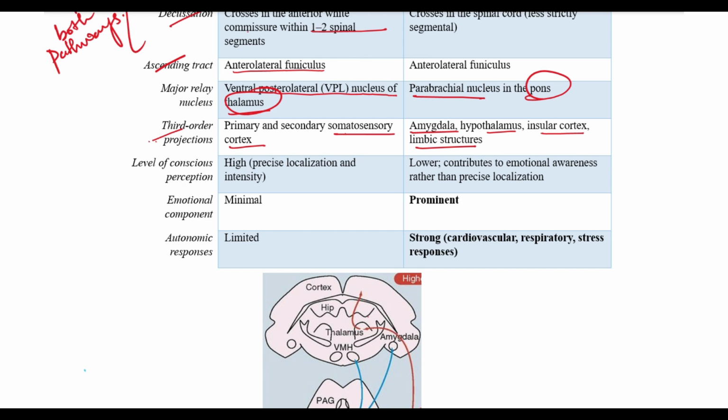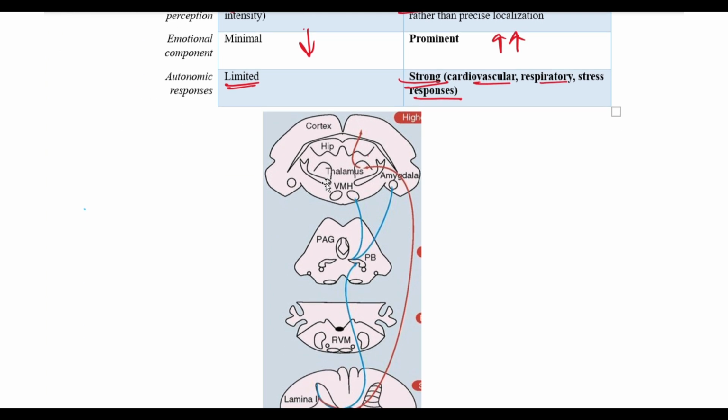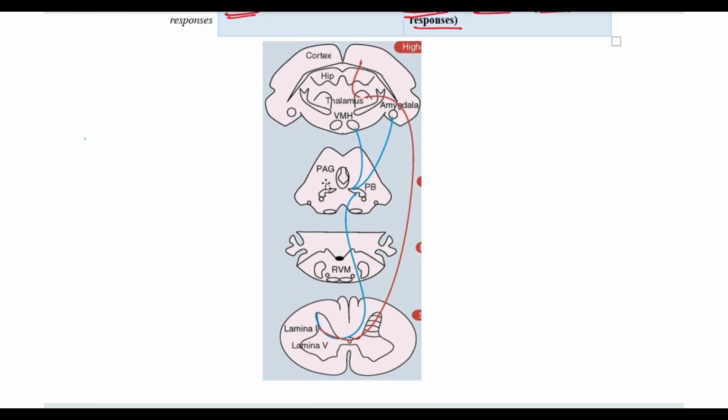limbic structures. The level of conscious perception is high in the thalamic and low in the parabrachial. The emotional component is very minimal in the thalamic and it is very, very predominant in the parabrachial pathway. The autonomic responses are limited while they're very strong in the parabrachial pathway, and cardiovascular, respiratory and stress responses are seen here. We will understand the two pathways with the help of a diagram here.